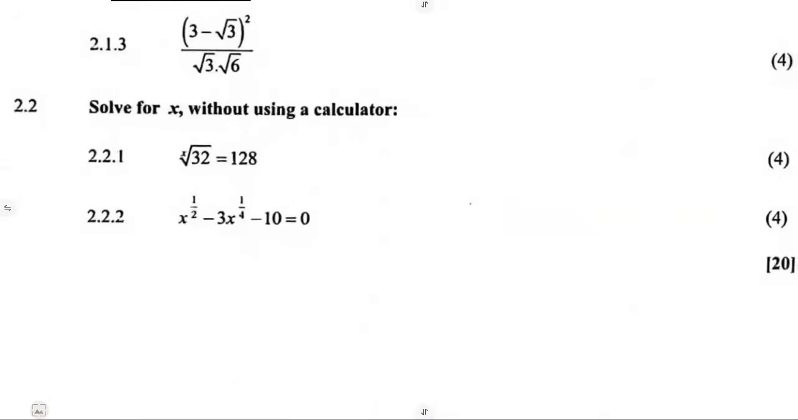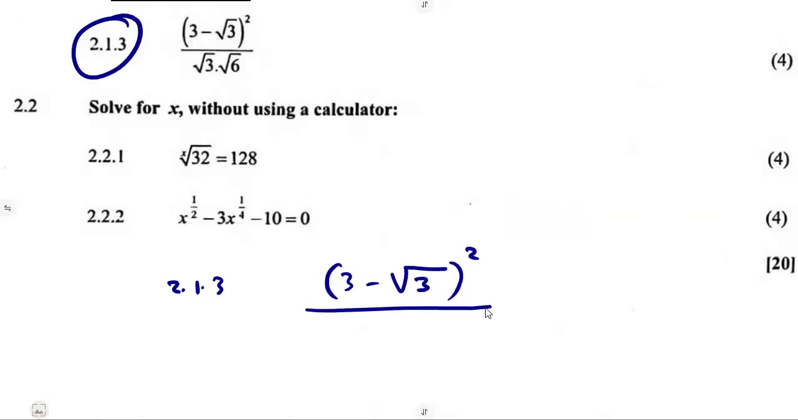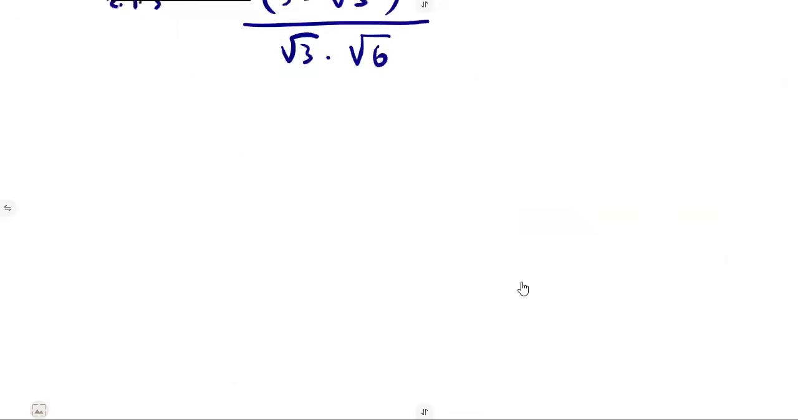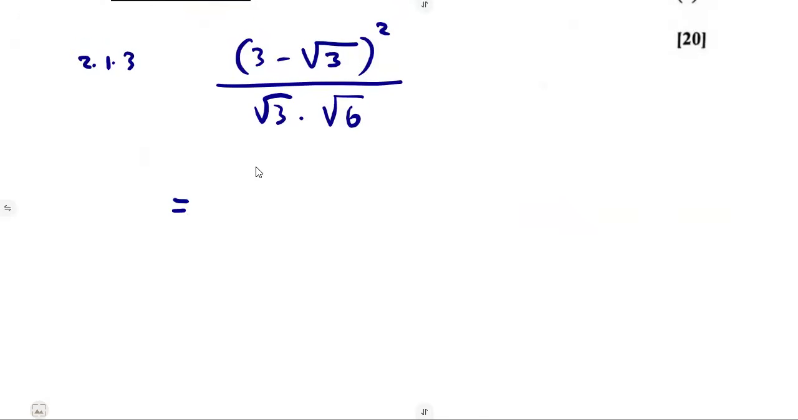2.13, you are given. Again, it was to simplify. And this time we have got the surds. That is 3 minus the square root of 3, raised to the power of 2, everything over the square root of 3 times the square root. With the way that you're going to simplify, guys, you can see that the numerator, we have to expand there. We have to expand.